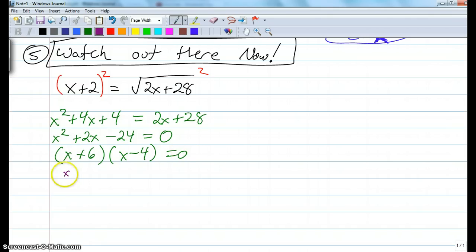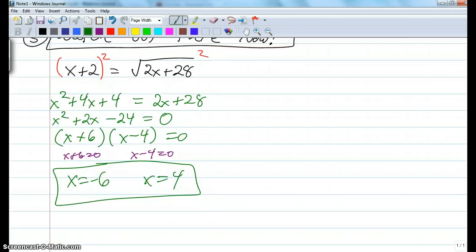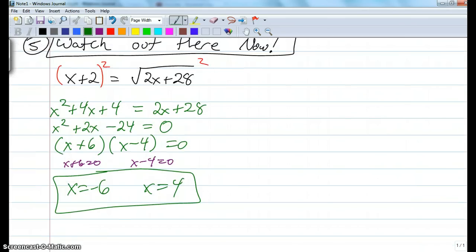Do some ZPP action. We get x plus 6 equals 0, x minus 4 equals 0. So we would get x is negative 6, x is 4. Those are our two solutions. All done. Oh, snap. I didn't check my answers. We should check our answers.